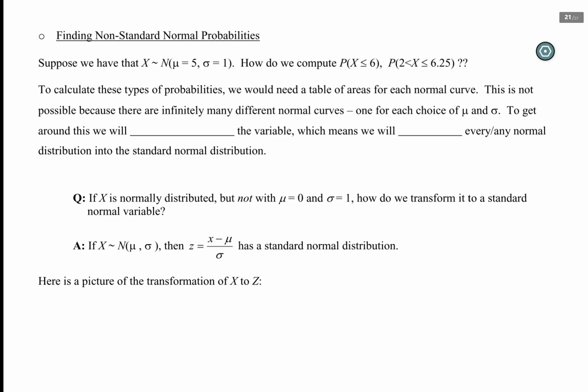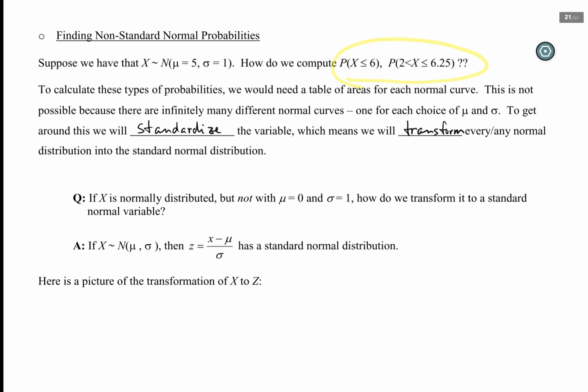Well, the table we have in the front of the book is for a particular normal distribution. Do we create a table for every kind of normal distribution to find these sorts of probabilities? That would be unrealistic. And so what's done is we standardize the variable, and what we're really doing is a mathematical transformation. We will transform any normal distribution into the standard normal distribution.